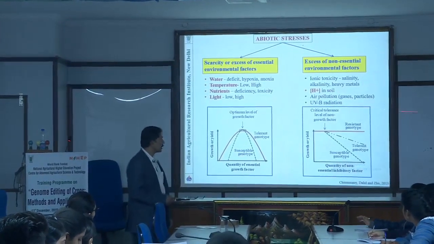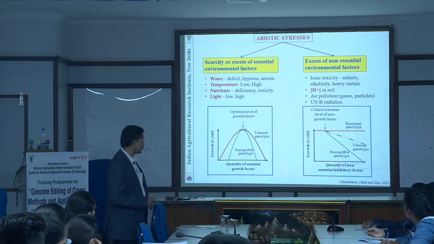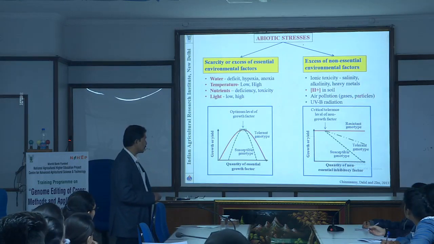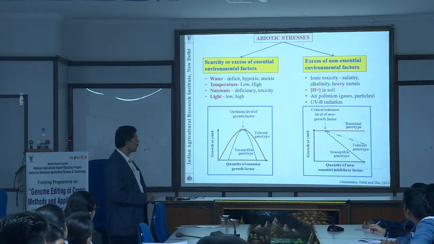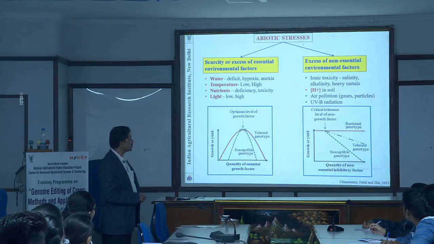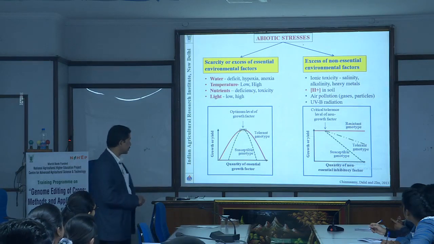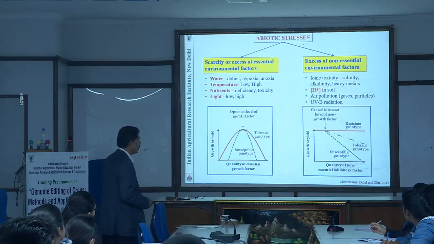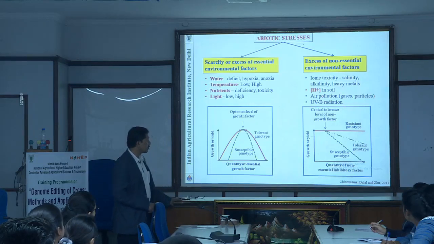Air pollutants may be gases or just particulate matter that is deposited on the leaf. Especially if you walk around the campus, you can see a lot of particulate deposit on the leaves. They affect gas exchange as well as light interception, and thus they affect the yield. And UVB radiation was a major problem earlier, but since the ozone hole is being cured, this problem is less.